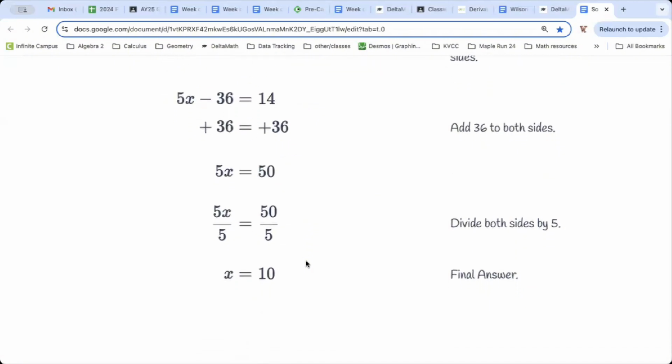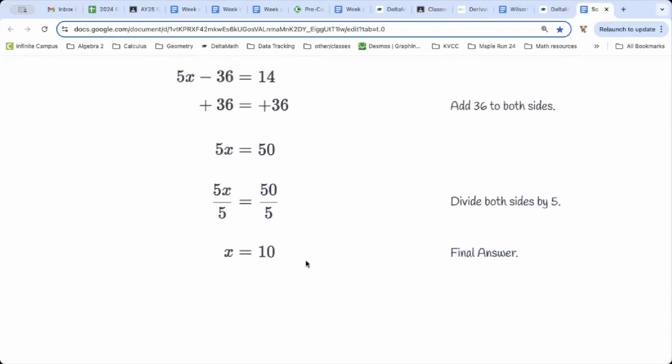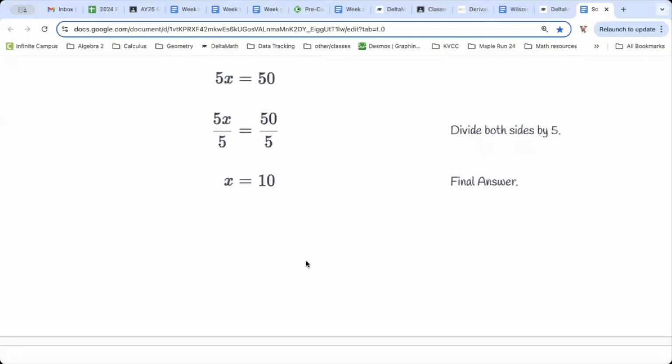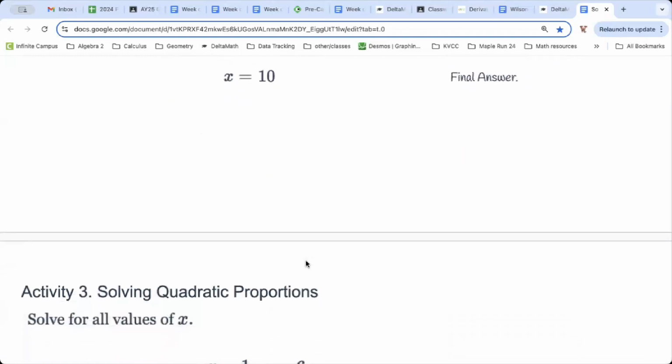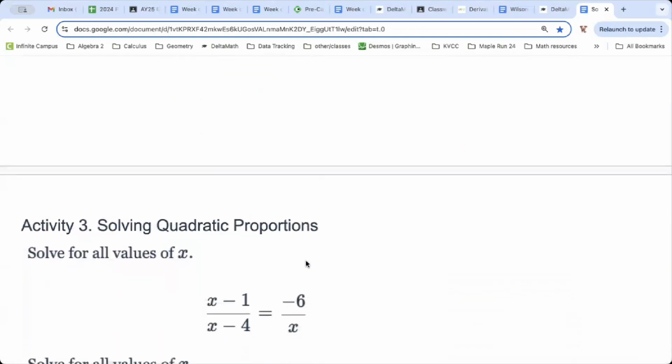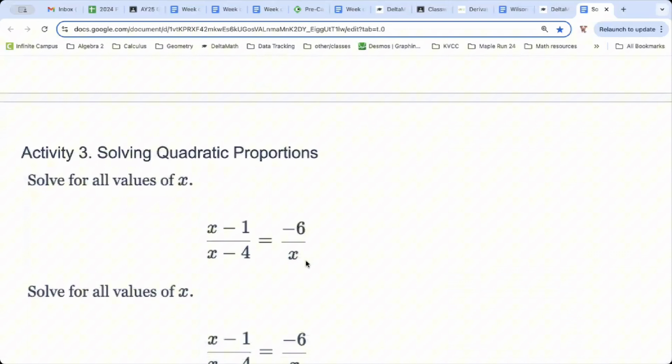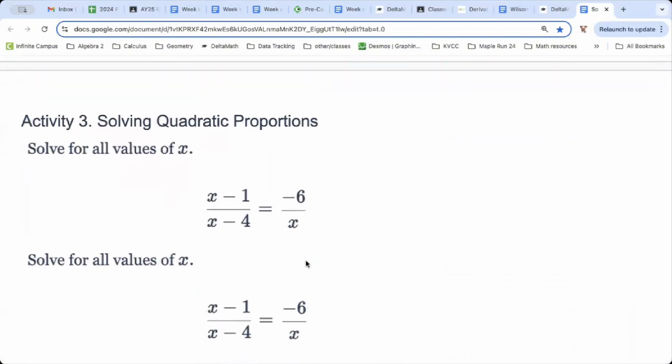Okay. It's pretty much like the simple proportions, but just with linear expressions on both sides. Next, we still have a fraction equal to another fraction. However, this time it's getting a little bit more exciting. As you realize, if you do cross multiplication, you will have a quadratic expression here.